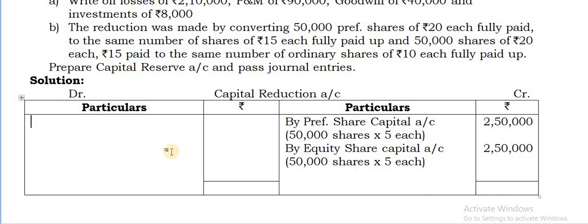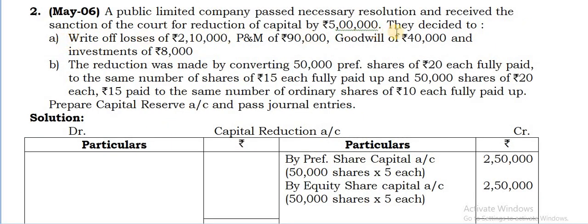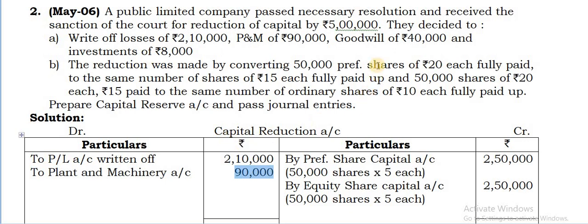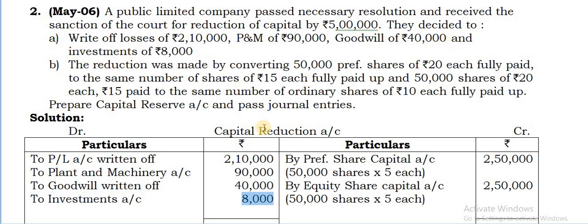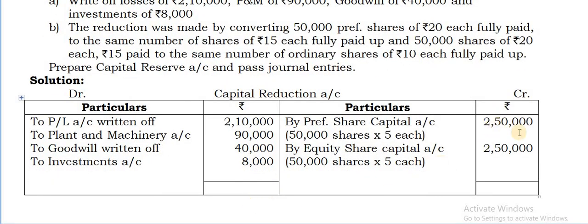So on the debit side you write now, as per point number A, whatever the assets being given, one after the other. Write off losses. Losses is nothing but the profit and loss debit balance. So to profit and loss account, how much is that? 2,10,000. Plant and machinery, how much is that? 90,000. Goodwill 40,000. Then investments 8,000. You can find credit side is more, 5 lakhs is there.